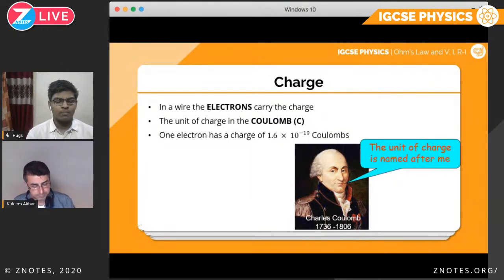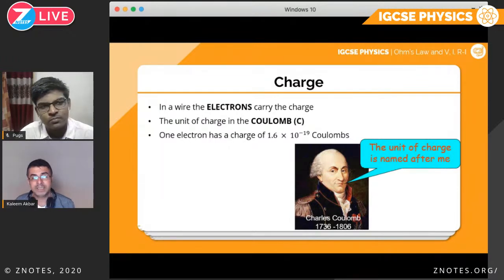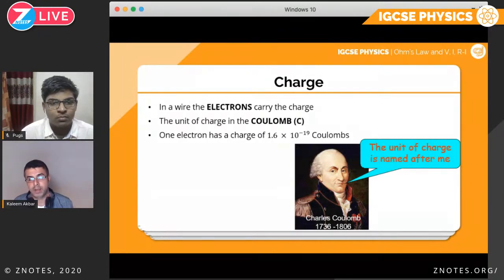So, for example, you're going to learn Q equals IT, I equals Q divided by T. A current of 3 amps means that 3 coulombs of charge pass by a point in a second. And I hope to be able to illustrate that to you with a drawing shortly. If it was a current of 10 amps, it would be 10 coulombs per second. Well, those are very, very big numbers in comparison to 1.6 times 10 to the minus 19.